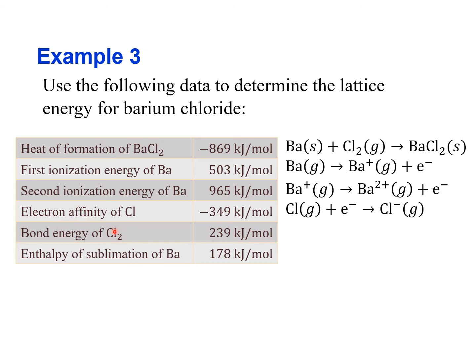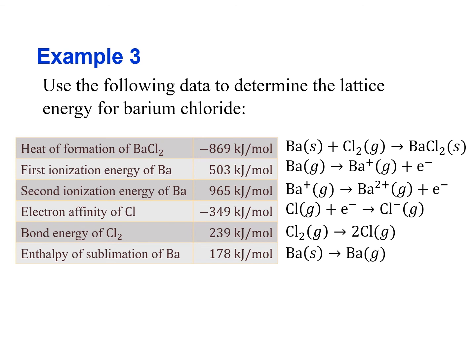Bond energy, we haven't talked about this too much, but hopefully you can kind of intuit what it means. If I have a chlorine molecule, Cl2, bond energy is the energy that you need to separate it into 2 separate chlorine atoms. In other words, it can be written this way. Cl2, the molecule, can then be separated into 2 chlorine atoms individually, and that apparently takes 239 kilojoules per mole. And then lastly, the enthalpy of sublimation. Sublimation is when the phase changes solid to a gas. In this case, barium solid turning to barium gas. It's 178 kilojoules per mole.